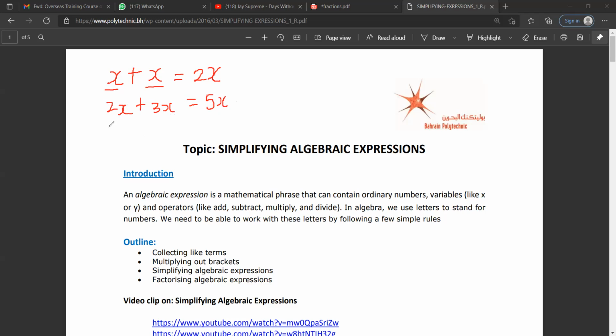All right, what about 4x minus x? 3x. So it's basically subtraction. You have 4 x's and you take away 1 from it, you're left with 3. So it's 3x.